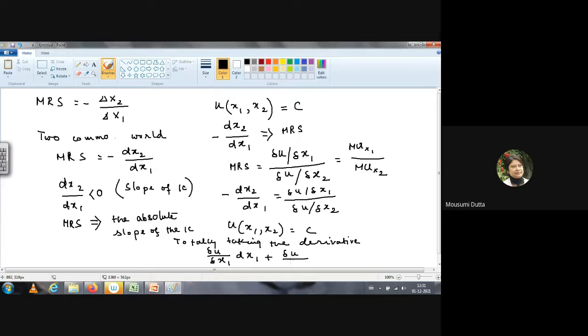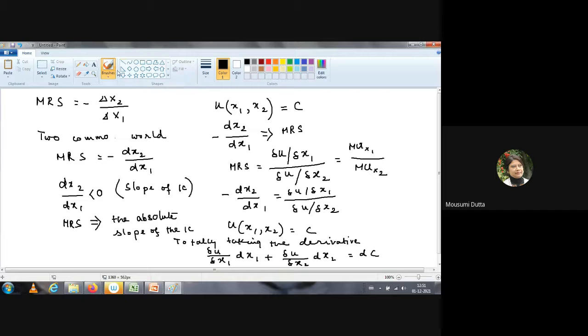Yes, somebody else will try. Ma'am, del u by del x1 dot dx1 plus del u by del x2 dot dx2 equal to 0. So first I am getting this del u by del x1 into dx1 plus del u by del x2 into dx2 is equal to dc. Okay, so everybody is understanding. If I consider the total derivative, are we getting this equation? Del u by del x1 into dx1 plus del u by del x2 into dx2 is equal to dc.